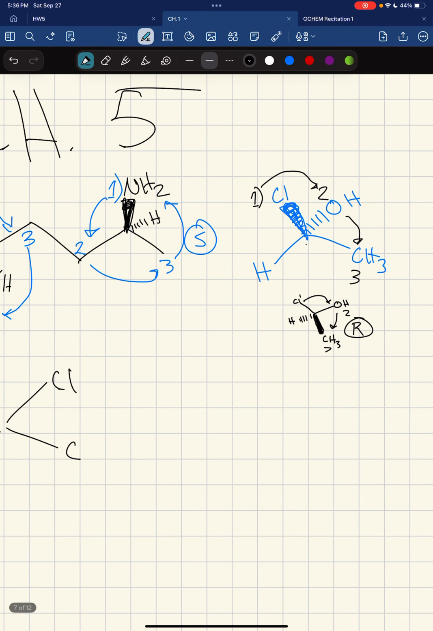If it's facing forward, then you just reverse it. So if the hydrogen was right here, then you find the stereochemistry and just reverse it. So this one would be 1, 2, 3, that's R. But because the hydrogen's in the front, it's going to become S.